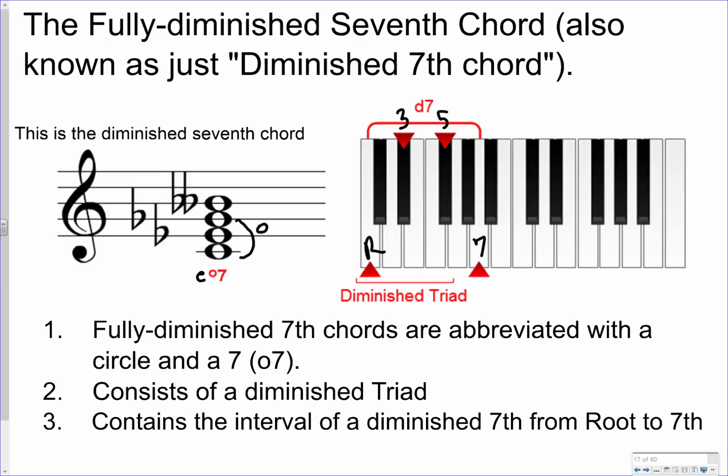Another interesting thing about the fully diminished seventh chord is that every interval is a minor third as we go up. For example, from root to third is a minor third, from third to fifth is a minor third, and from fifth to seventh is a minor third. So when you have those three minor thirds, we're talking about a fully diminished seventh chord. I could very easily take this seventh, raise it up a half step, and then it would be a half diminished seventh chord.